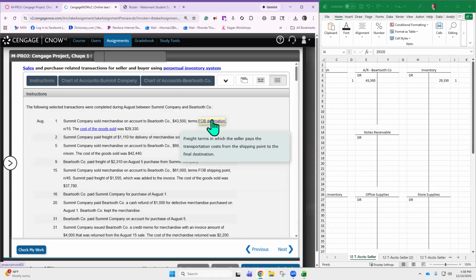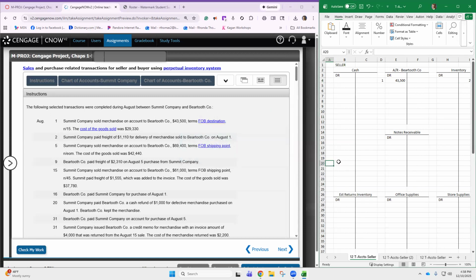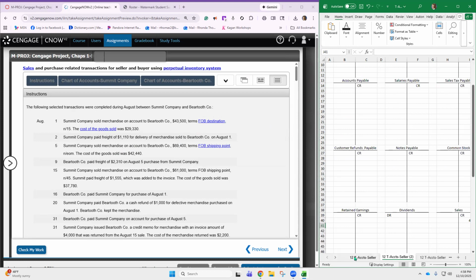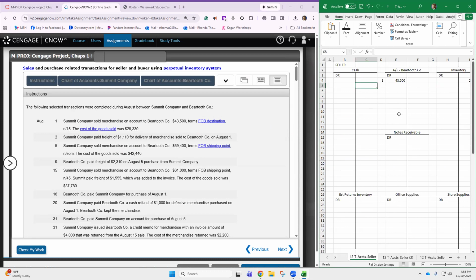Are you with me? So how we're going to take care of it is we're going to debit something called delivery expense. If you look at the third tab, you should see delivery expense at the top. So this is transaction 2. And we're going to put $1,110 in delivery expense. And they said we paid it. If we're going to pay it, then cash goes down by that same amount.